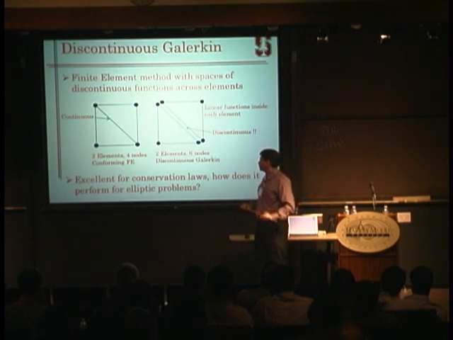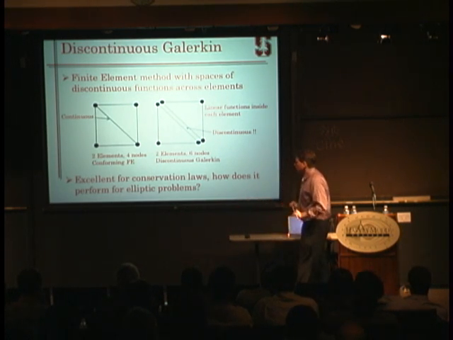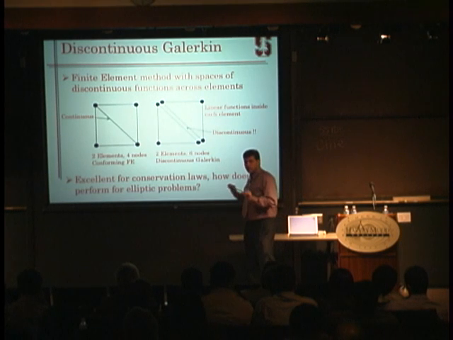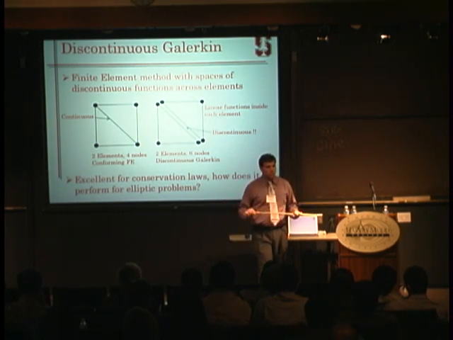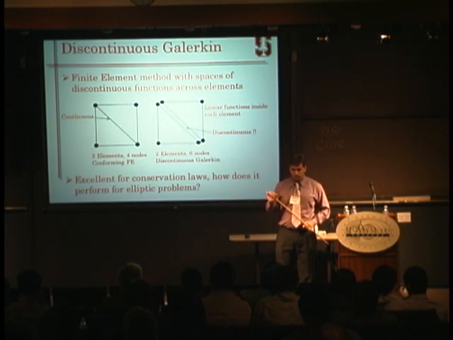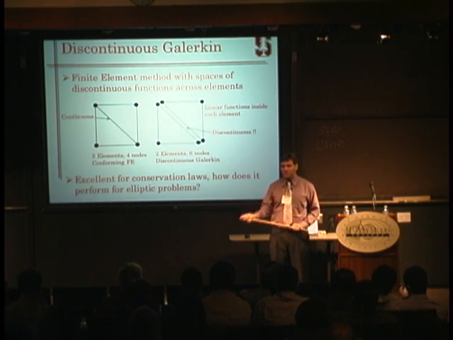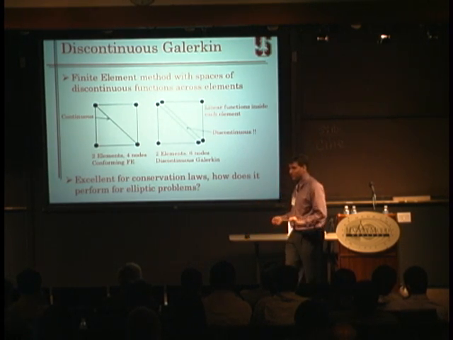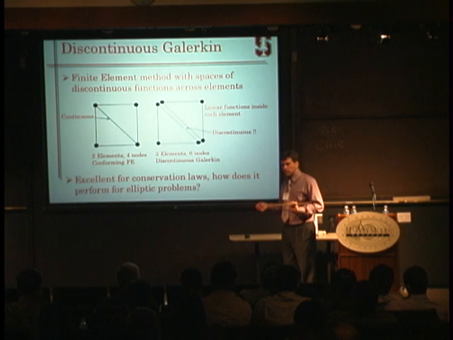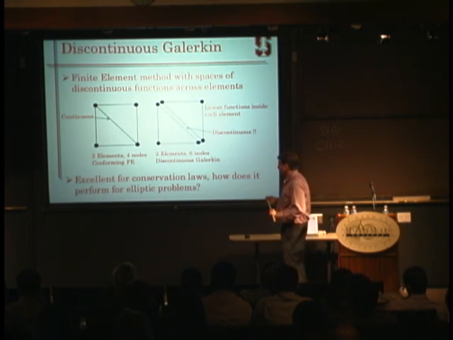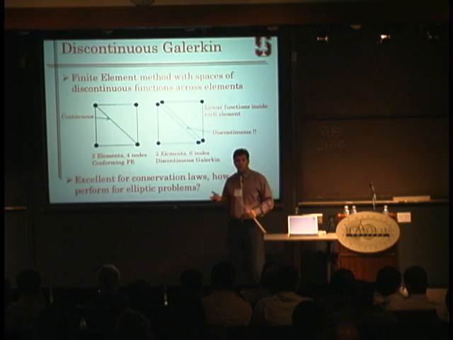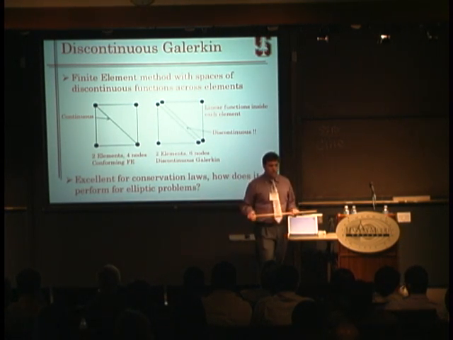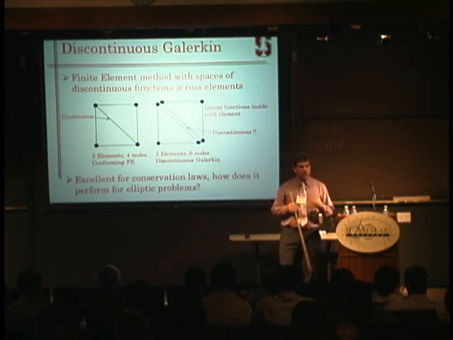So the reason to explore this discontinuous Galerkin method is that they've been proved to be very good for conservation laws. That's another perspective from the finite volumes perspective, probably. But that's true. They've been really welcome in that arena. And the question is, why don't we have them for elliptic problems? And there have been some attempts.